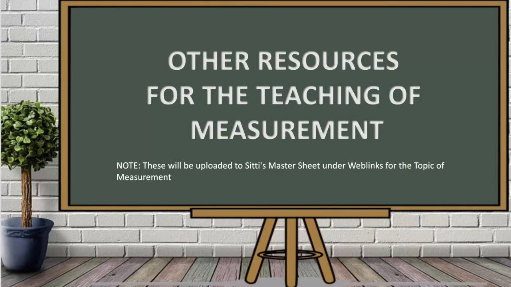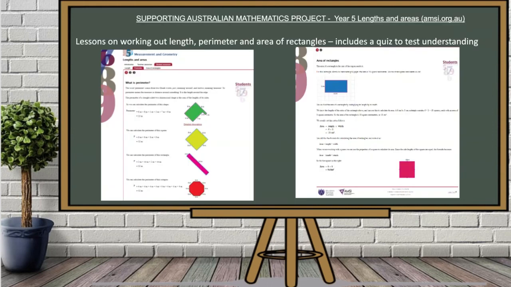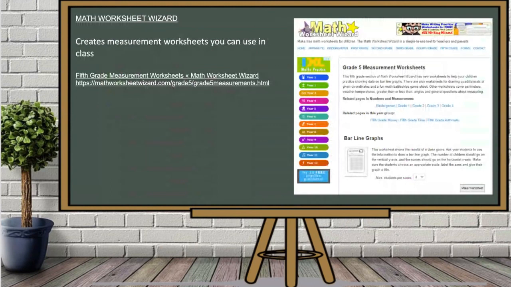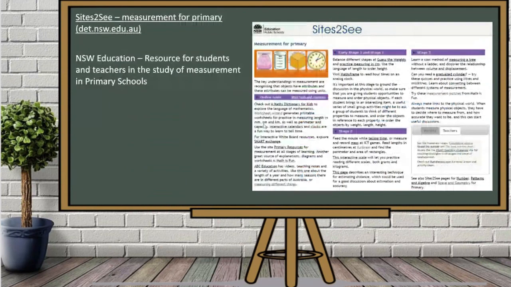The Supporting Australian Mathematics Project site is an excellent resource for explicitly teaching measurement for grades 5 to 9. The Maths Worksheet Wizard will help you generate worksheets for use in class. Sites to See is a New South Wales education resource that connects students and teachers with curriculum-aligned ICT resources for measurement.